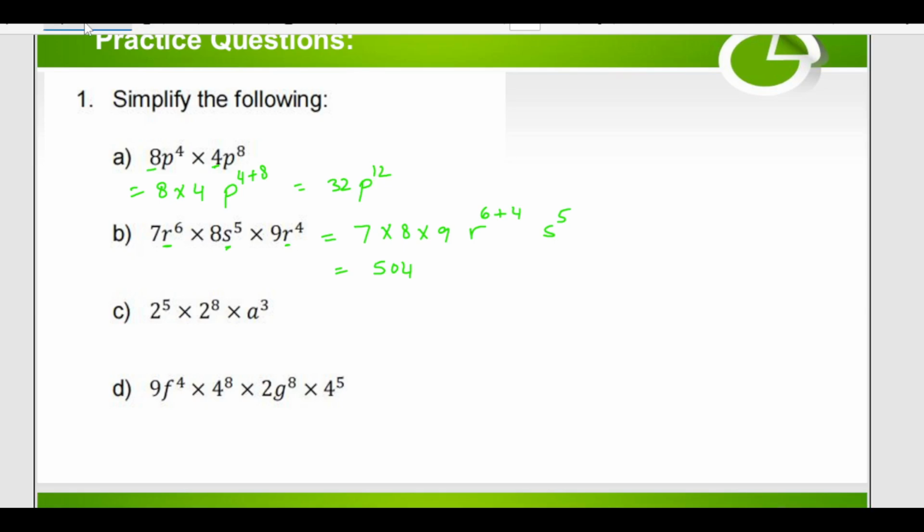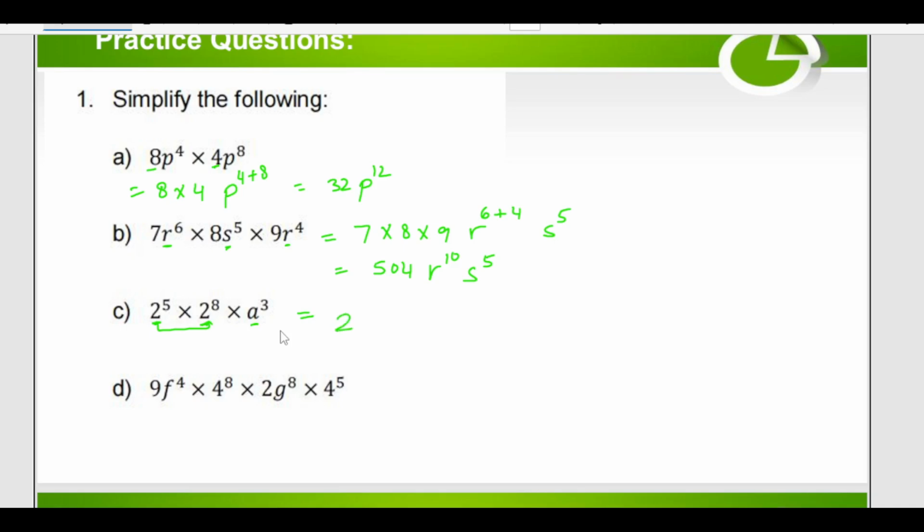So then you have 5 0 4, r power 10 and s power 5. Okay. Now, here looking at the numbers, we have 2 and this is a. Now, see, do not just quickly add the powers, look at the base. This base and this base is same, but a is different. So, we are not going to include that with the 2.